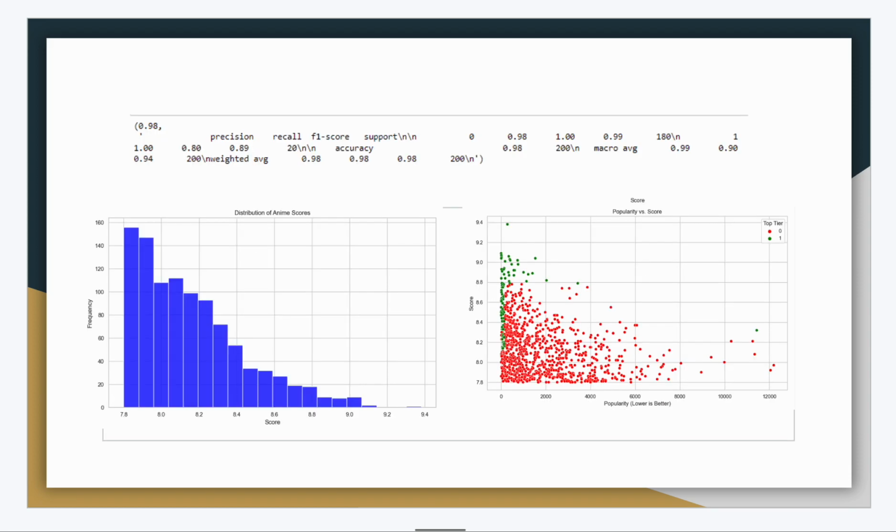This is the picture of the distribution of anime scores as well as the popularity versus score. You can see from the popularity versus score plot that lower is better. The green means top tier 1, and the red means top tier 0, and the scores are heavily distributed on the left. On the frequency distribution of anime scores, you can see that most of the anime that scored lower form a large group.